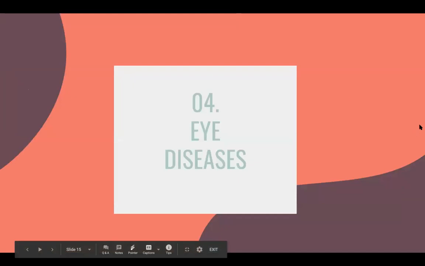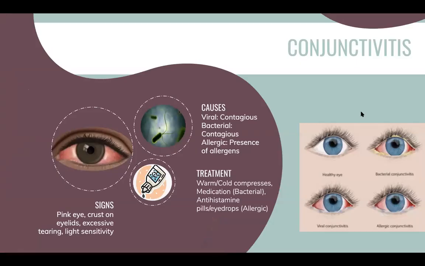Okay, so now we have eye diseases. Someone said pink eye before, right? So conjunctivitis. Symptoms include having pink on your sclera, crust on your eyelids, involuntary tearing a lot, and being sensitive to the light.